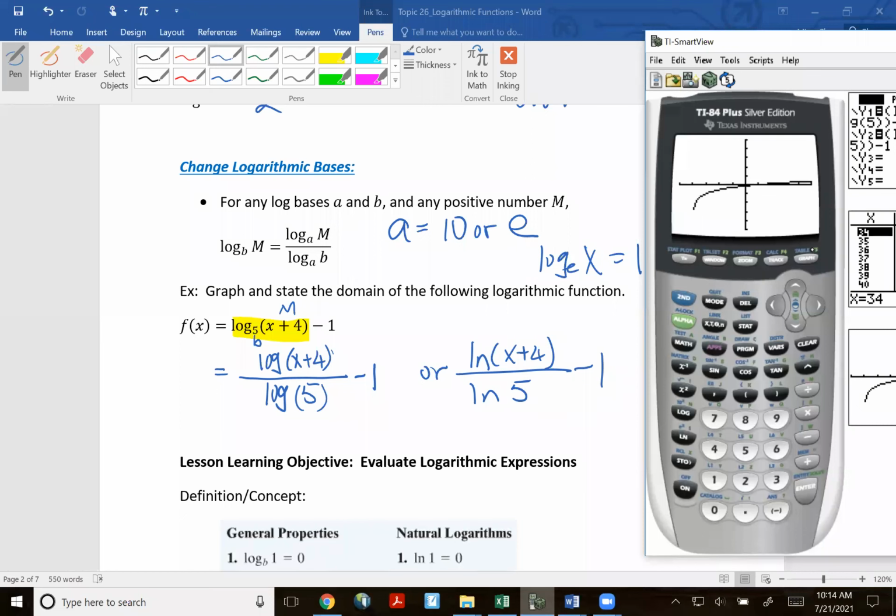How many graphs do you see? If I go back to standard window, this is all you see. I just typed two functions into the calculator. Where is the other graph? It should be two graphs. Why? Where's the other graph at?